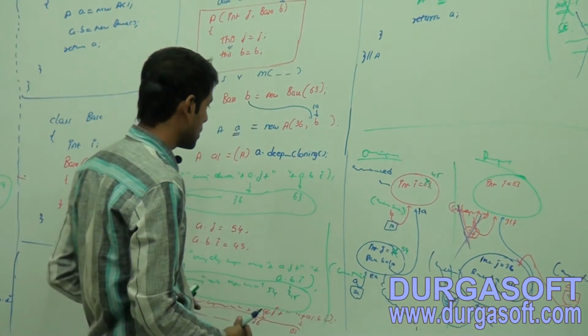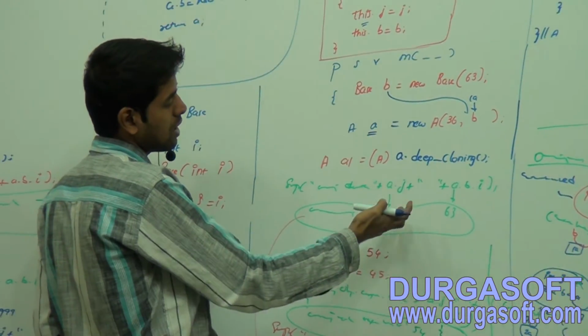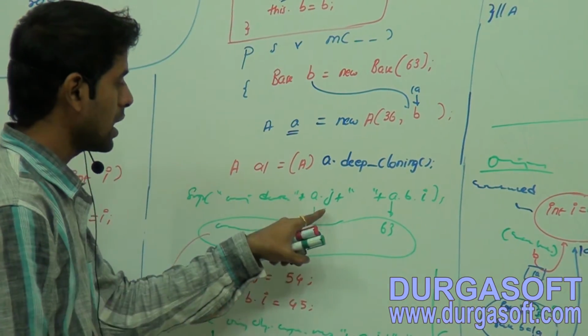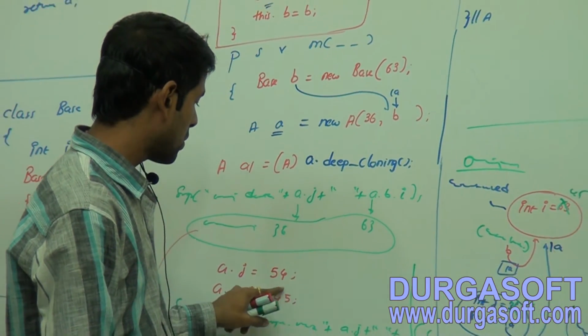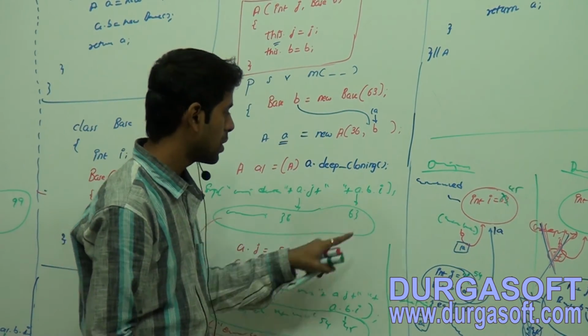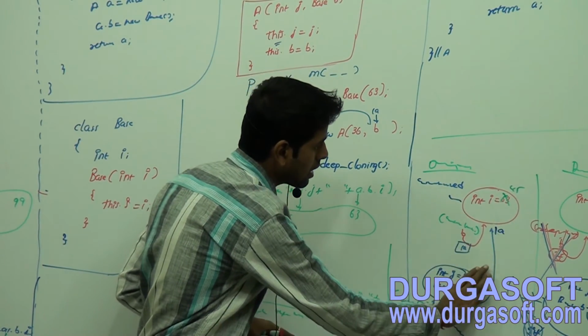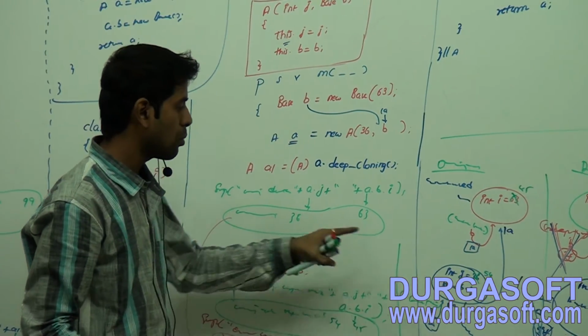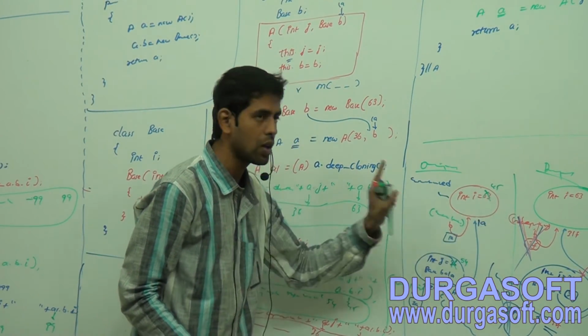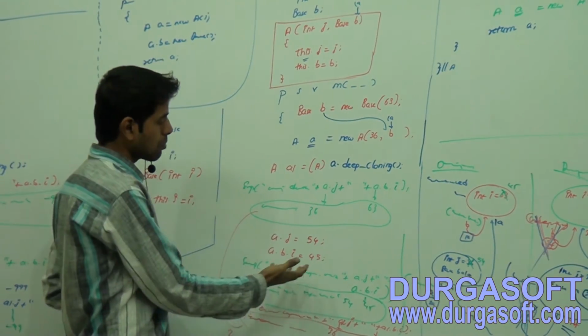Intelligently. Okay, now observe. What I have done here: original data before modifications, I access this data. So what is that? a.j. Before I execute this statement, what is the value of j here? 36. And what is a.b.i? 63. After modifying, what is the j value? 54. After modifying, what is the i value? 40. Okay, so I'm accessing the modified value.